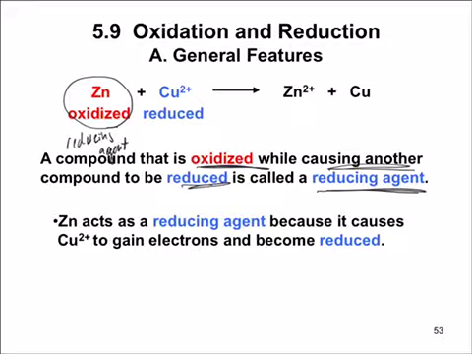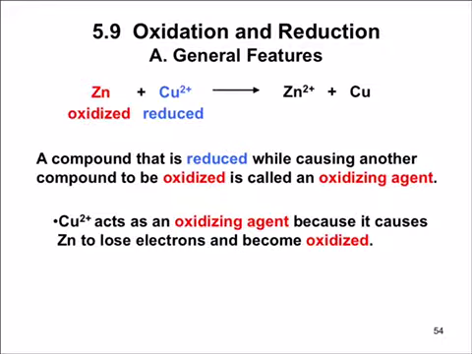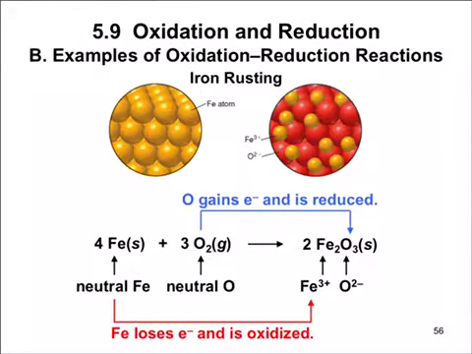So, the key here, and the easy way to do this, is find out who gets oxidized, switch it and add the word agent. Oxidized, reducing agent. Okay? A compound that gets reduced is called an oxidizing agent. So in this case, the copper ions, because they got reduced, are my oxidizing agent. My ox agent.